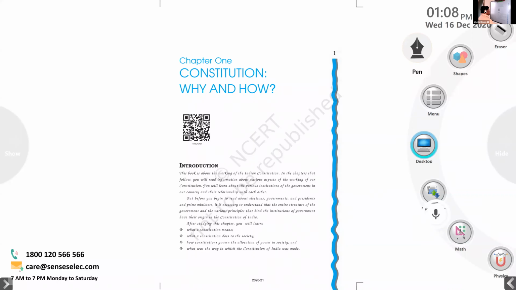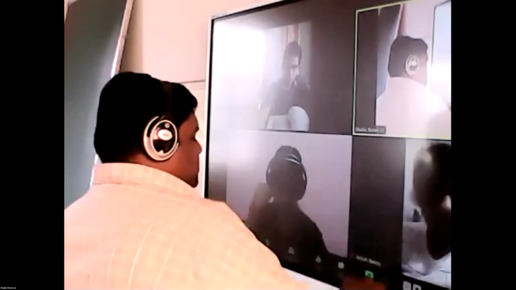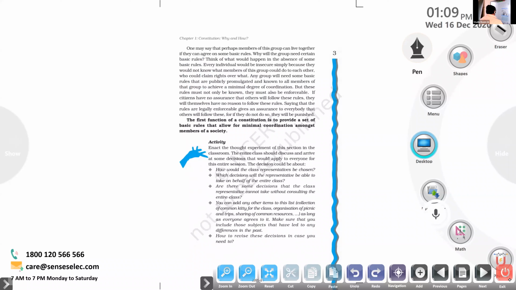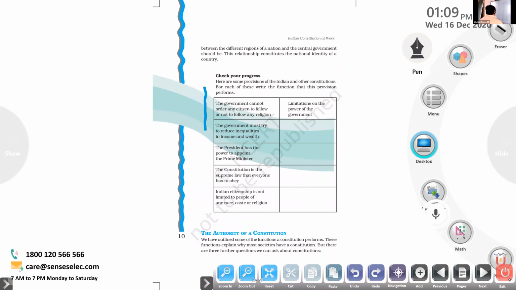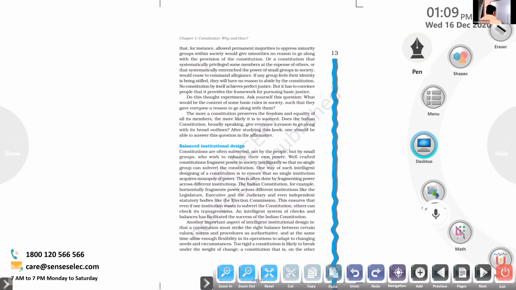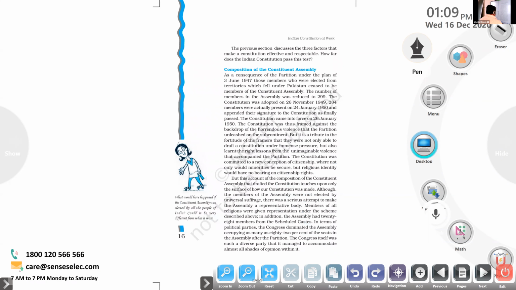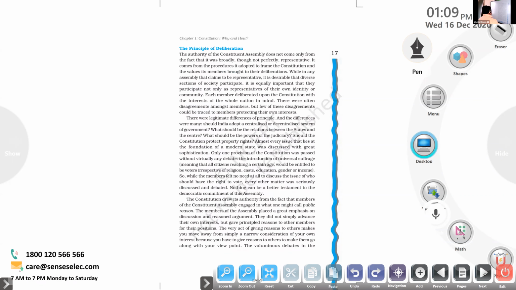So we're discussing how the constitution is framed, who the people behind it were, and what the procedures were. That was followed by the Constituent Assembly. Have a look at the textbook here. Okay, page number 17, we discussed here.